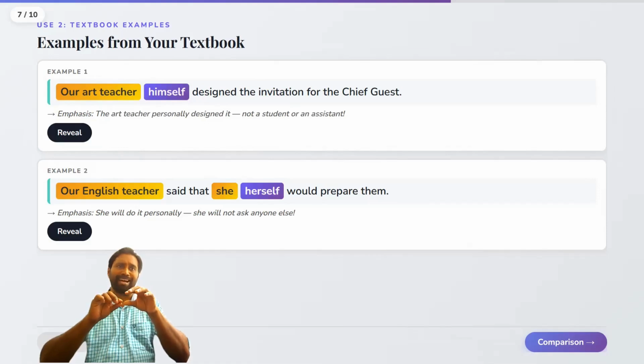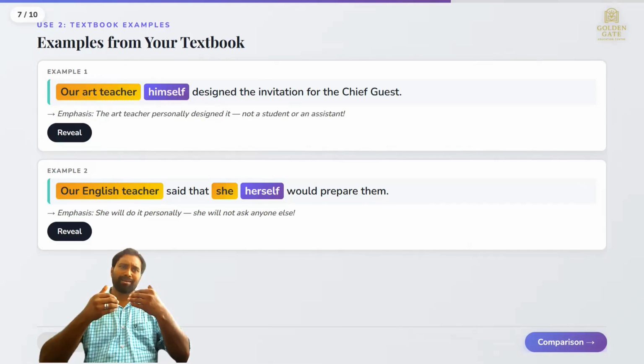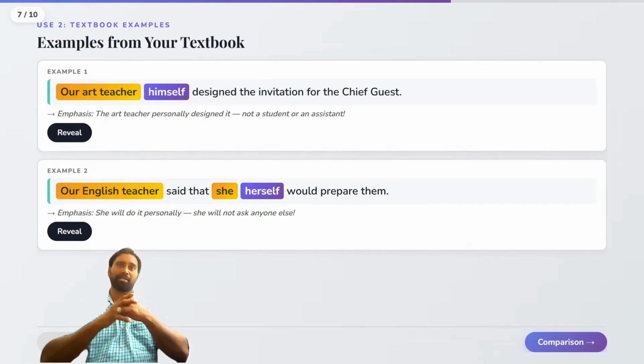Our English teacher said that she herself would prepare them. Now here, herself emphasizes that the English teacher will do it personally. She is not going to ask anyone else. She will do it herself.